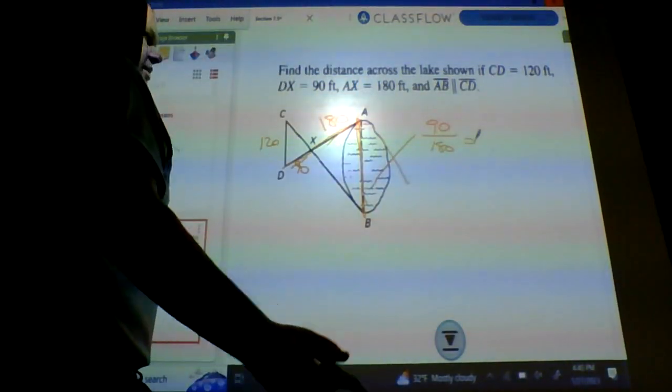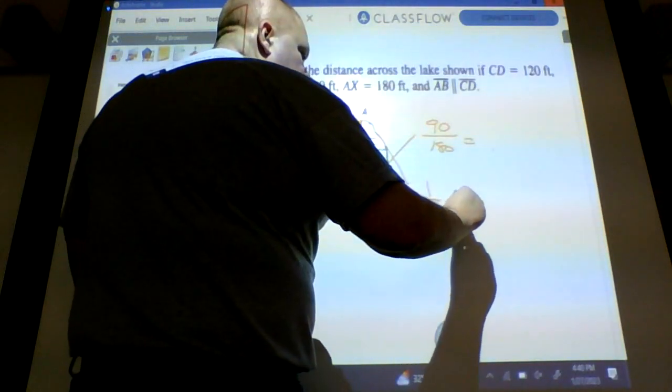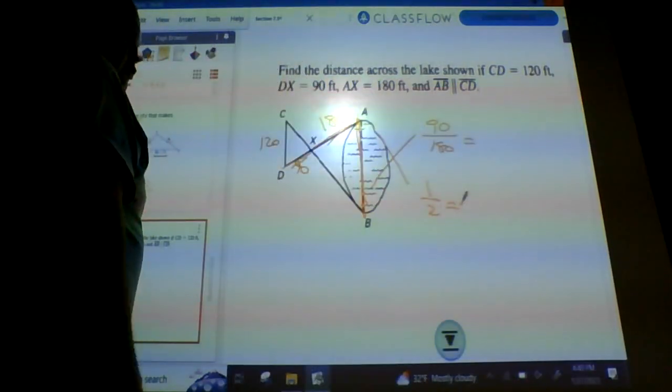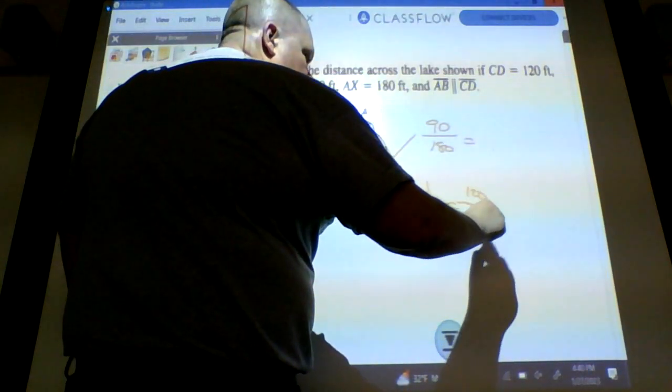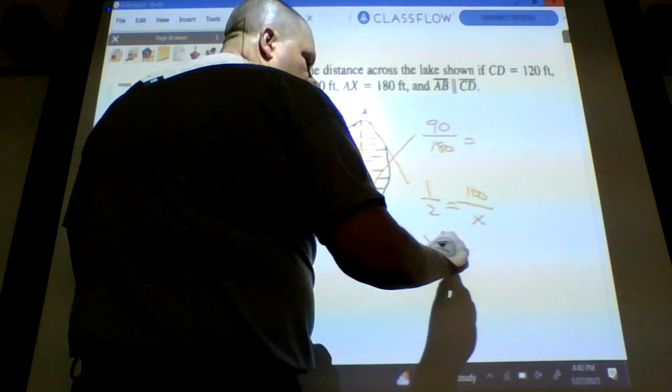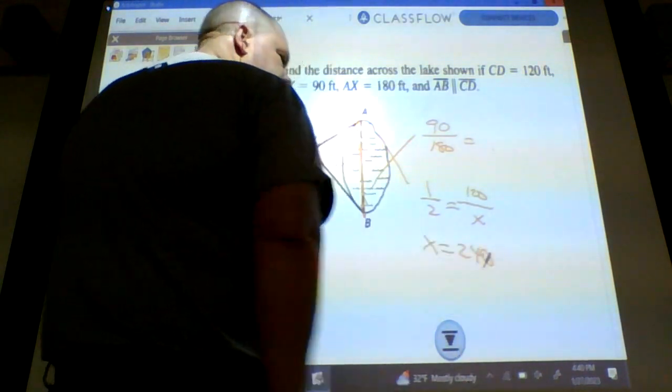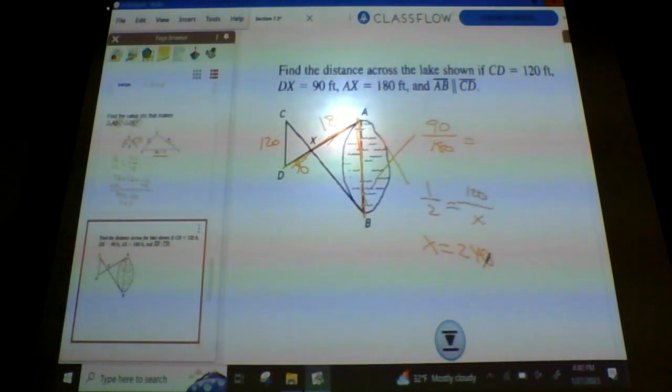Okay, and to help myself out, I'm going to simplify that down. That's going to simplify to 9/18, which is 1/2. And then that's going to include the 120 then over top of X. So 1x is going to equal 240. And we're done. So it's 240 feet to go across the lake from points A to B.